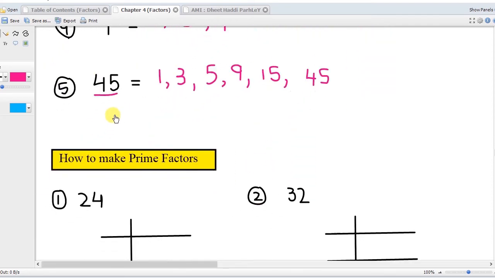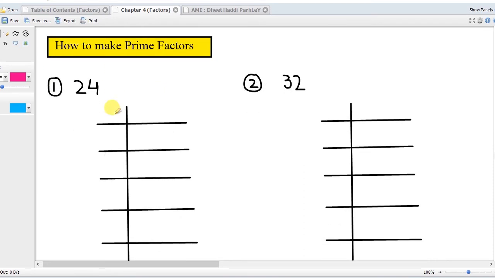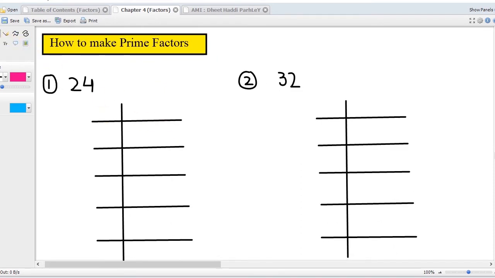Okay, moving on to the next, which is how to make prime factors. While making the prime factors, this is how we are going to solve it. So the number is 24. We have to keep on dividing. Always start with the times table of 2, right? Why not 1? Because by dividing by 1, we get the same number, so there is no need to go that way. So starting with the 2 times table.